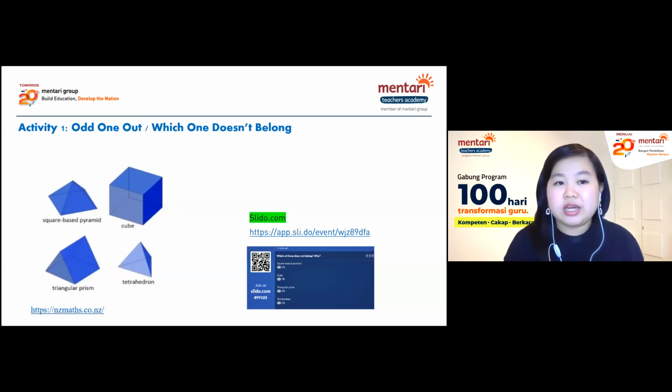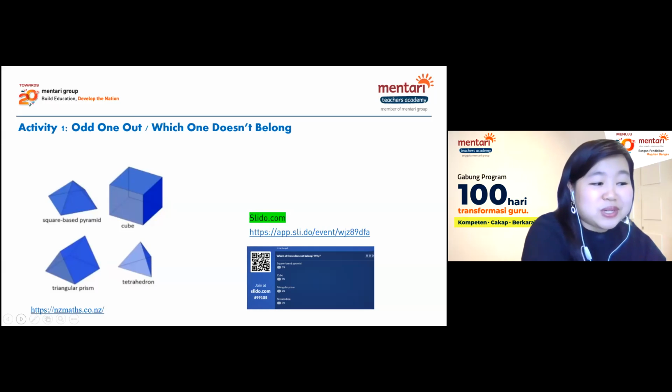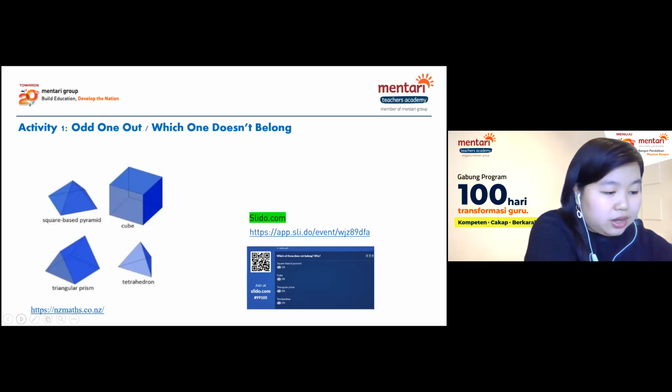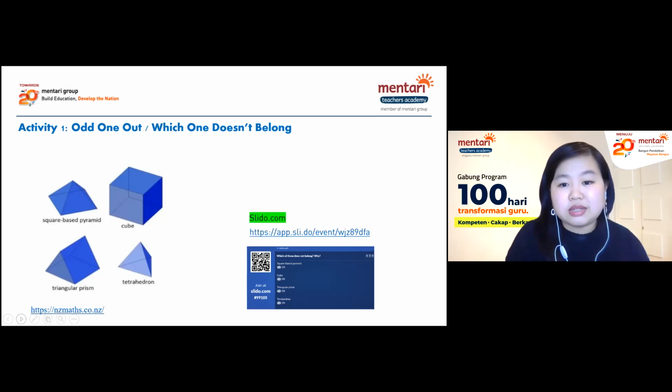Thank you very much. So cube is the only one without any sides that is a triangle, isn't it? That could be one of the reasons why you chose that one to be the one that does not belong to the group. So excellent work. I think you did an excellent job getting into the system very quickly, picking one answer and also defending your answer. But even more importantly, let's think about how this activity can really promote those higher order thinking skills, right?